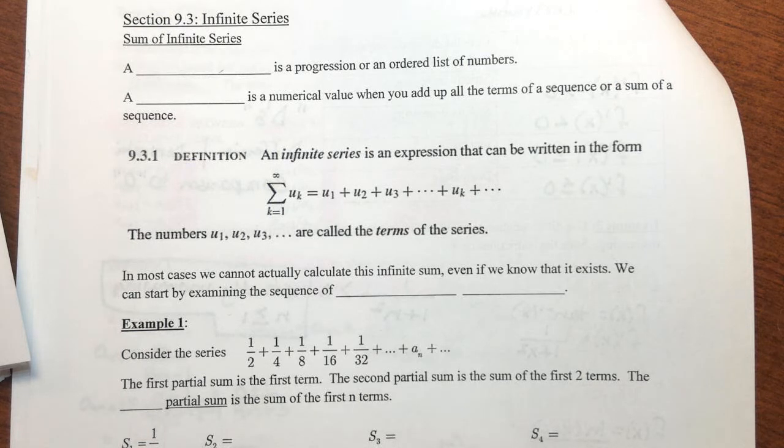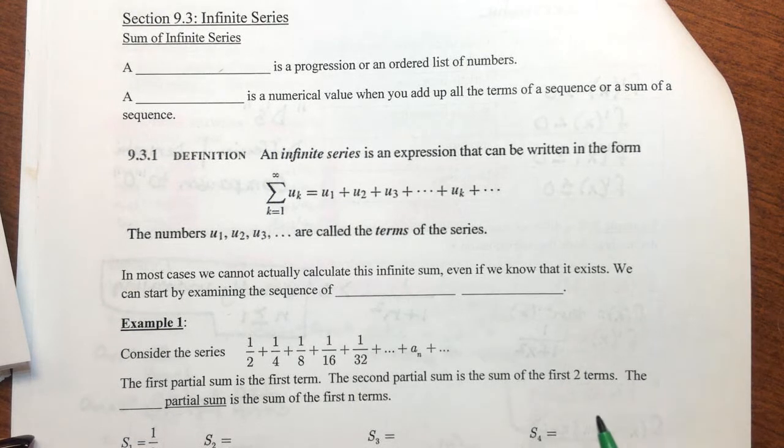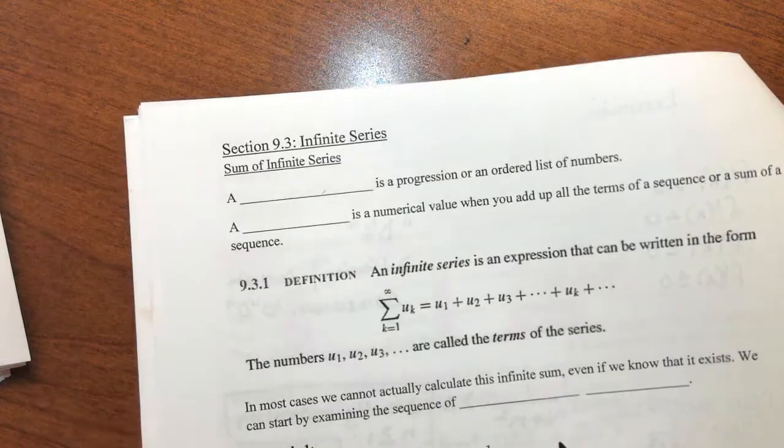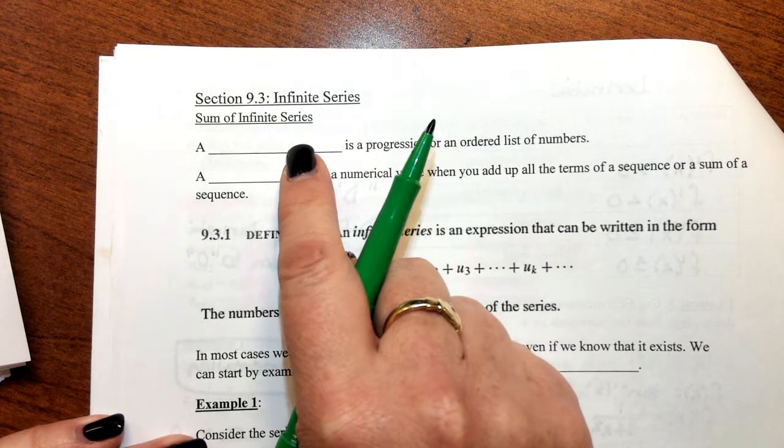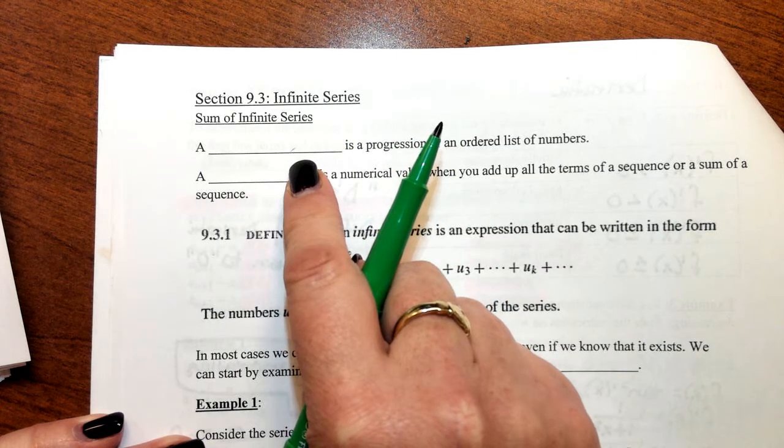So for section 9.3, we're now going to move into the series. The first two sections were on sequences. This 9.3 now is talking about your infinite series. Just a reminder about the difference between a sequence versus a series.